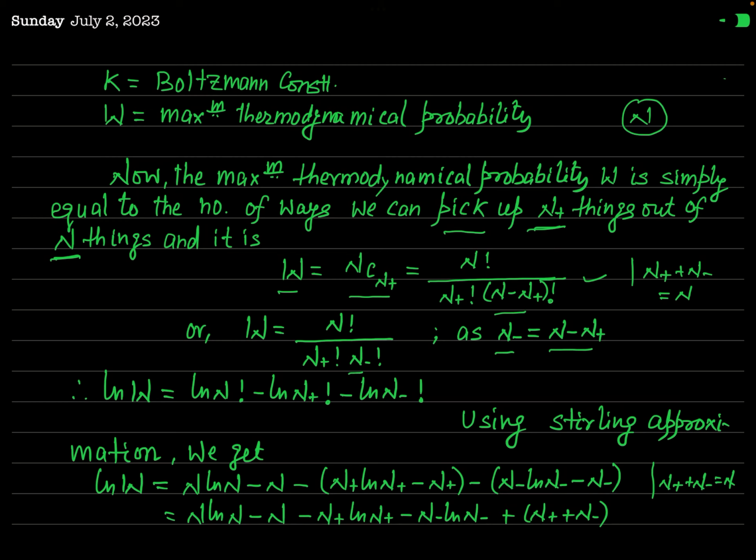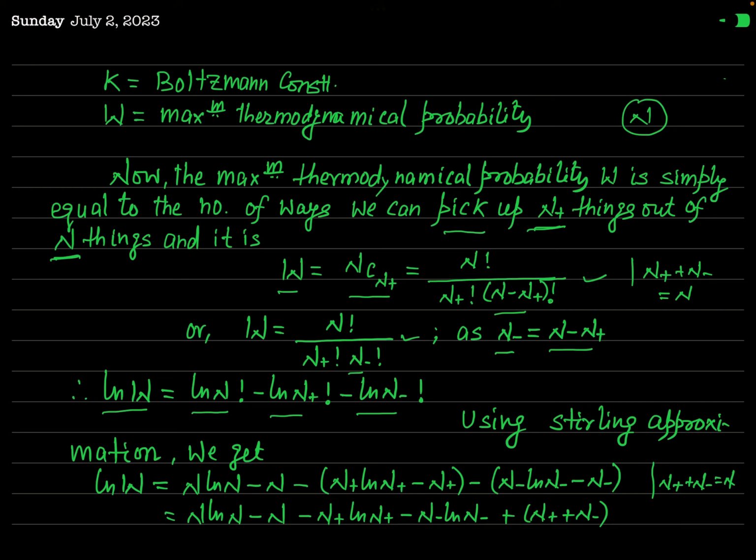So finally you get W is equal to n factorial divided by n plus factorial times n minus factorial. Now, as in the expression of entropy, you have seen that S is equal to k ln W. So first of all, we will find the value of ln W. So let us take the natural log of this expression. And when you take the natural log of this expression, the result will be ln n factorial minus ln n plus factorial minus ln n minus factorial.